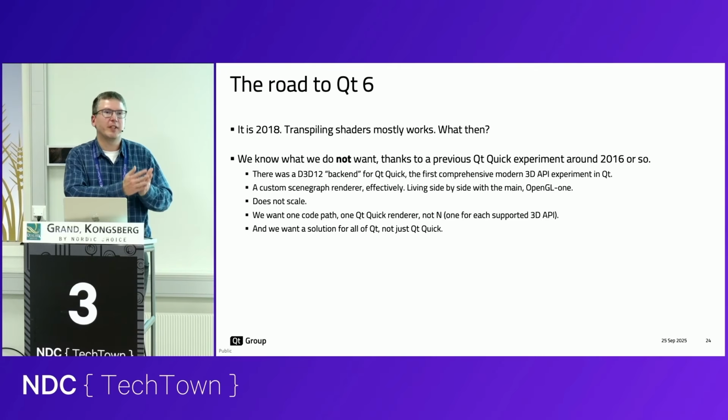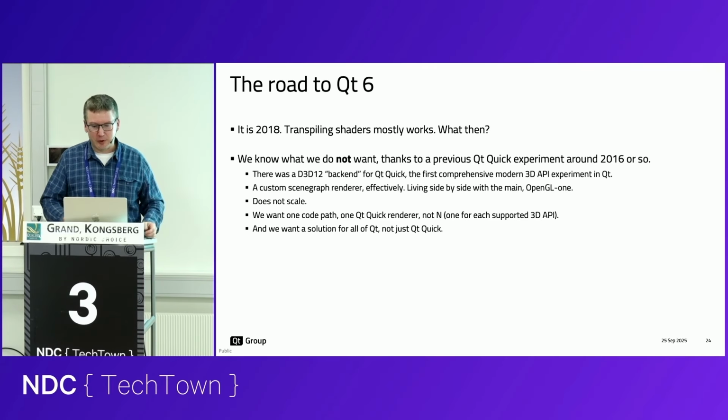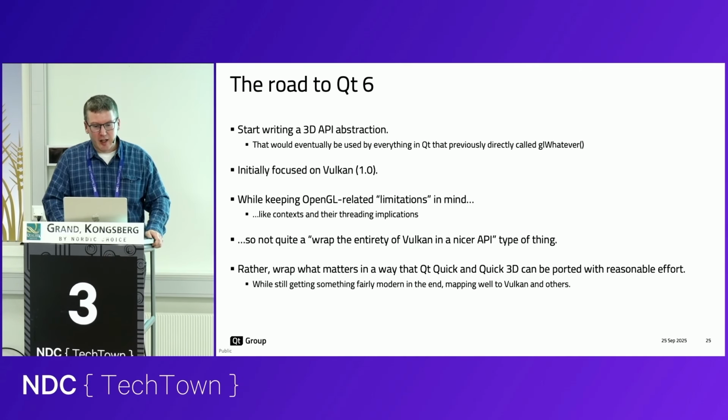Because of course that was a Qt renderer, living side-by-side with the main OpenGL-based one, which is not exactly a holistic solution. It doesn't help Qt 3D, doesn't help Qt Multimedia, doesn't help anyone but Qt Quick, and it's bad because we want one renderer, not one for each 3D API. But nonetheless, this shows you very clearly that you want something else. What do you want instead? Maybe you want a 3D abstraction on a lower layer, so everything in Qt can use that.